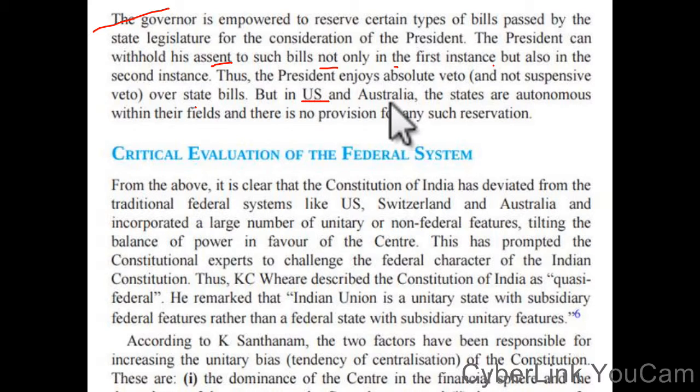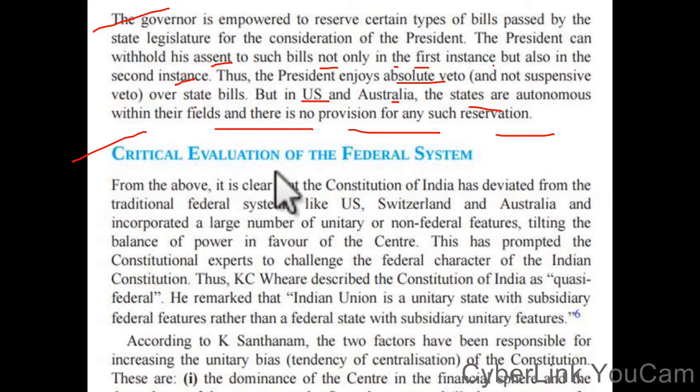But in the US and Australia, the states are autonomous within their fields, with no provision of state reservation.